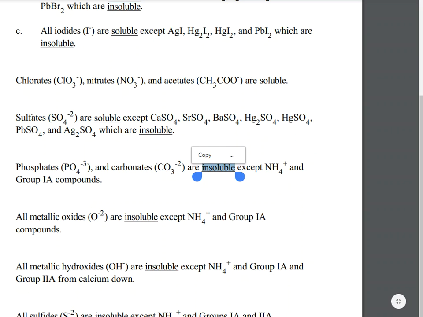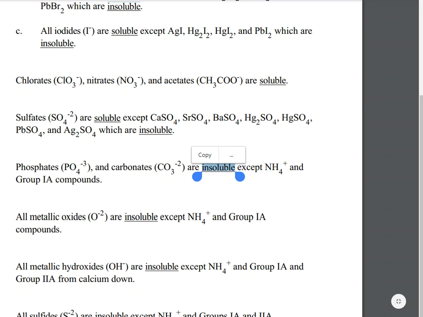Number 6, all metallic oxides are insoluble, except for the ammonium and Group 1As again. And that's kind of the tradition here. Ammonium and Group 1As are pretty much soluble with every single thing. They are not going to fall out. Very difficult for them to fall out unless we play some tricks in order to coax them into precipitating out of the solution. Very, very difficult for those.